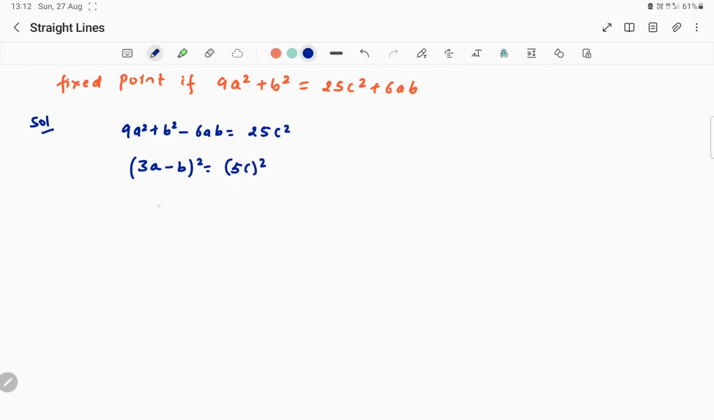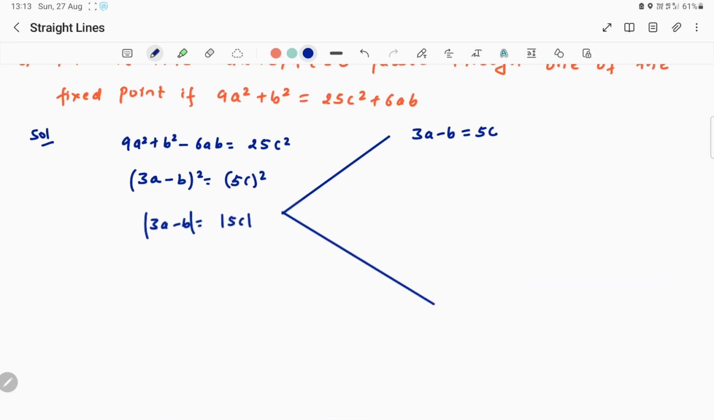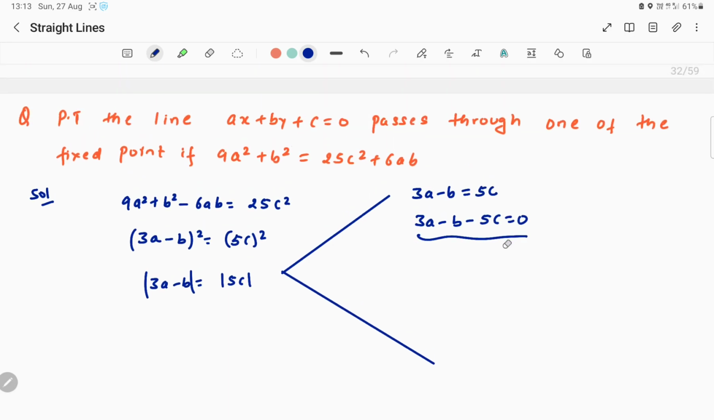When you take the square root, you get mod of 3a minus b is equal to mod of 5c. So from there we get two cases. Case number one is 3a minus b is equal to 5c. When you bring it to the left hand side, you get 3a minus b minus 5c equal to 0. Now you can see you got a linear equation in terms of a, b, c, but here c is alone with a positive sign, so I will make it positive.